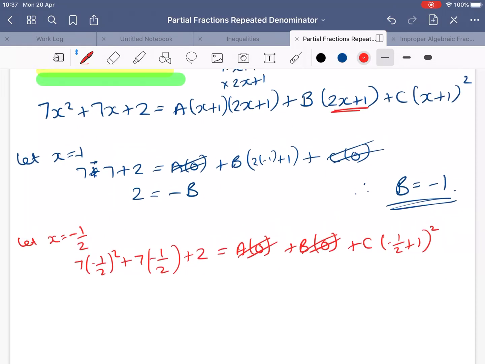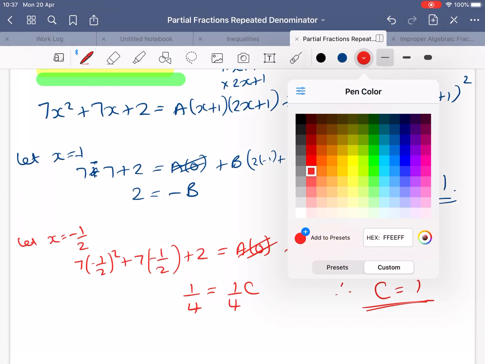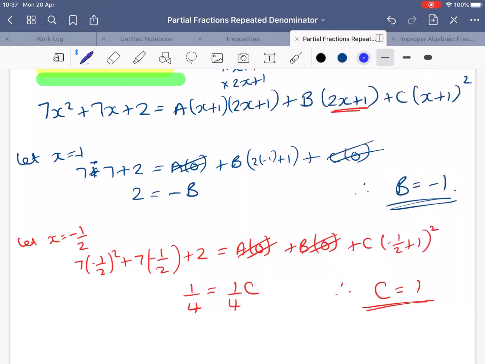So put it in the calculator. So you've got 7 quarters minus 7 halves plus 2, and you end up with a quarter is equal to, now minus a half plus 1 is just minus a half, and if you square that you get a quarter c, so therefore c equals 1. And then the final one, let's get a different colour, we'll have blue.